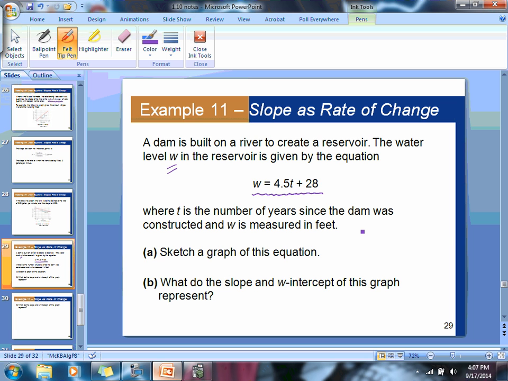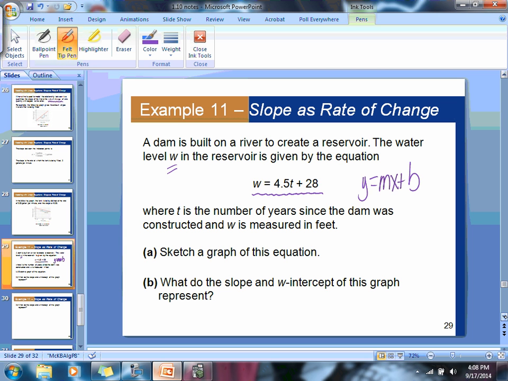So we're going to sketch a graph of this equation, but first I want to do part B. Part B says, what does the slope and the intercept of this graph represent? And notice that we don't have y equals mx plus b, even though it is in slope-intercept form. It's in that form. But since it's not y equals, we don't have a y-intercept. We have a w-intercept since it's a w equals. Very clever. Okay. But regardless of what the variables are, the slope is still going to be the number that in this case is in front of the t, and the intercept is going to be the number that's added or subtracted on at the end.